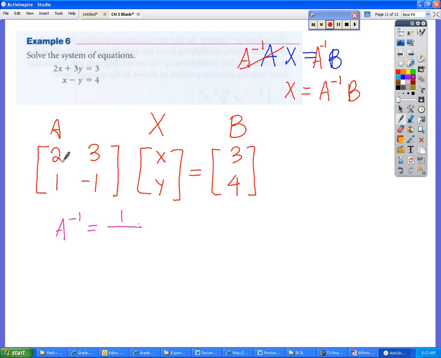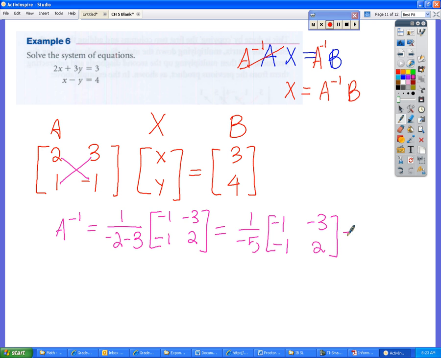1 over, multiply these so I get -2, subtract the product of that, switch the A and D, so B and C are opposite sign. So I get 1 over -5 times -1 minus 3, -1, 2. And -1/5 is kind of a weird value, but I believe that is correct. I didn't think I made a mistake. So my matrix for A inverse would be 1/5, 3/5, 1/5, -2/5.